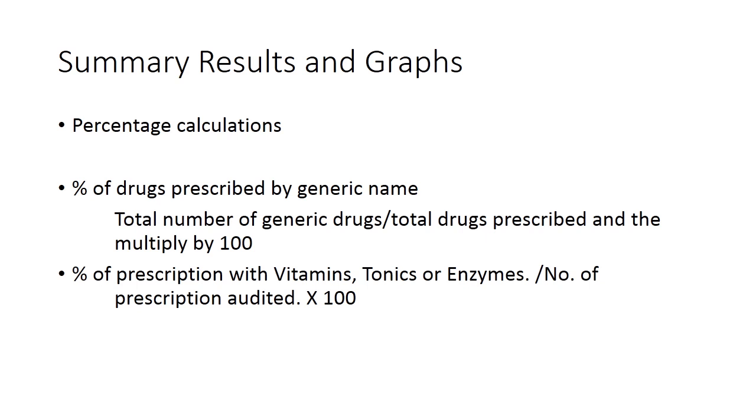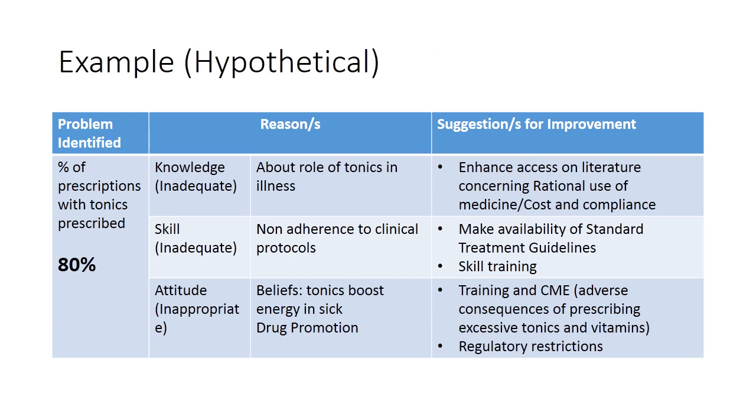For example, percentage of drugs prescribed by generic name will be calculated as total number of generic drugs upon total drugs prescribed, multiplied by 100. In the same way, percentage of prescriptions containing vitamins, tonics and enzymes would be calculated by dividing by total prescriptions, a simple exercise. Now a hypothetical example is cited to apprise the students that this can be the root cause and this can be the possible solution.